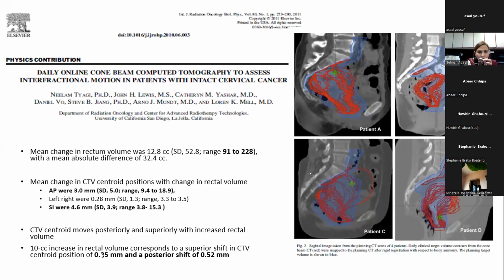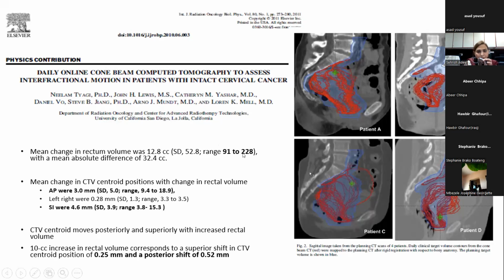According to them, what they did in this paper, they marked the position of the uterus in CBCT of all the patients, and you can see the change in the position of the uterus in these images. And these changes happened because of the change in the position of the rectum and the bladder. So in this paper, they said that the mean change in the rectum volume was 12.8 cc with a range of 91 to 228 cc.